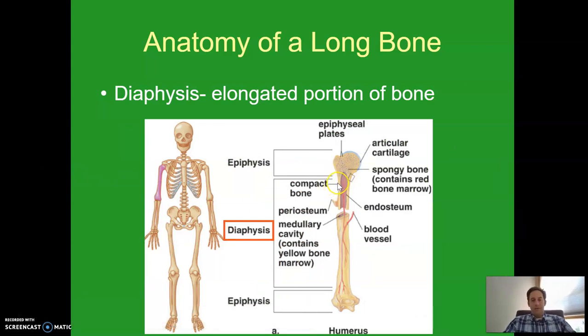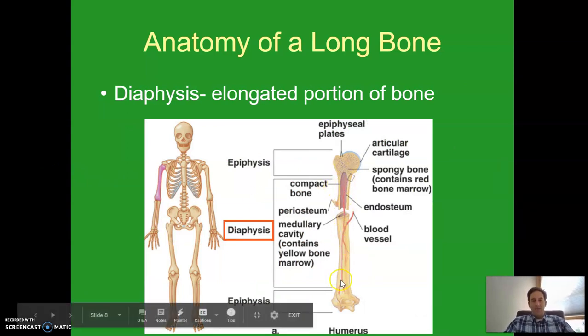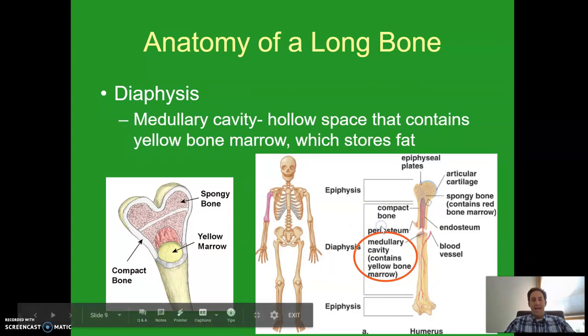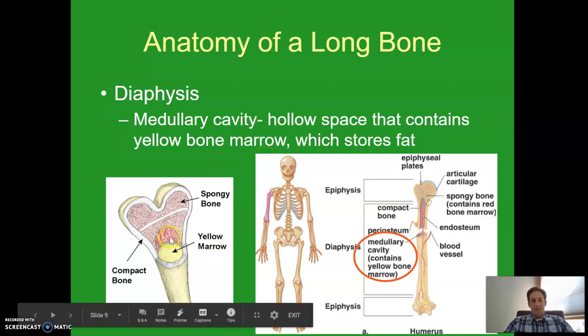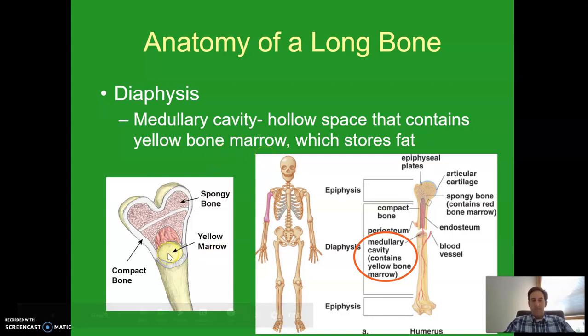The next region of the bone is the diaphysis, which is this long, elongated central portion of the bone here. And if we zoom in on that, the main thing you're going to see is this big sort of cavity down the middle. It's actually hollowed out. That hollowed area is called the medullary cavity. And the medullary cavity is not empty. It's actually filled with what is called yellow bone marrow. And you can see that here in this picture. And yellow bone marrow basically stores fat.